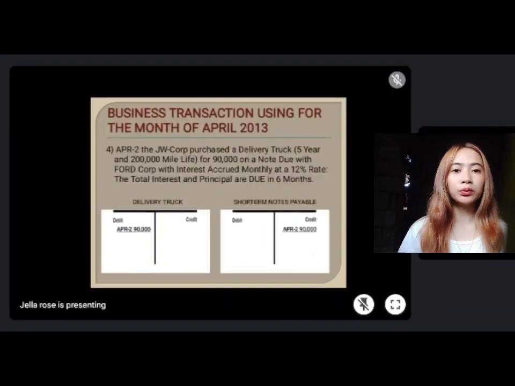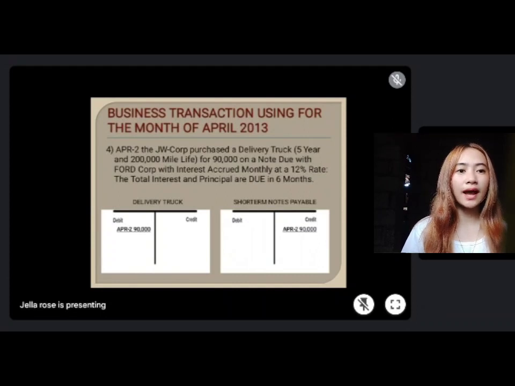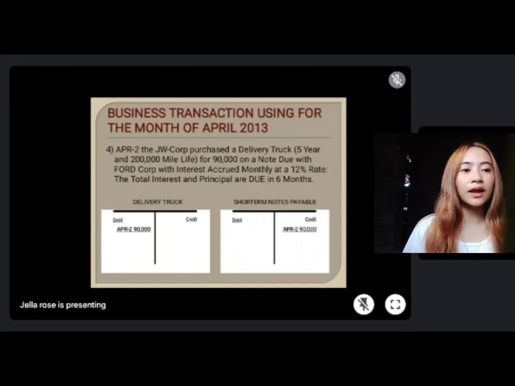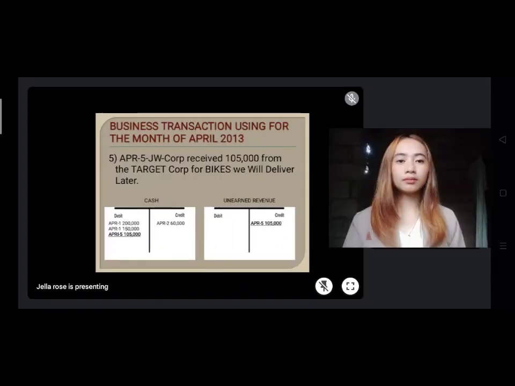On April 2, the transaction increased the asset and liabilities. The JW Corp purchased a delivery truck on a note, so the delivery truck is debited to 90,000, and since it is on a note with Ford Corp with interest accrued monthly at a 12% rate, it is short-term notes payable. The 90,000 is credited. On April 5, JW Corp received 105,000 from the Target Corp for bikes we will deliver later.